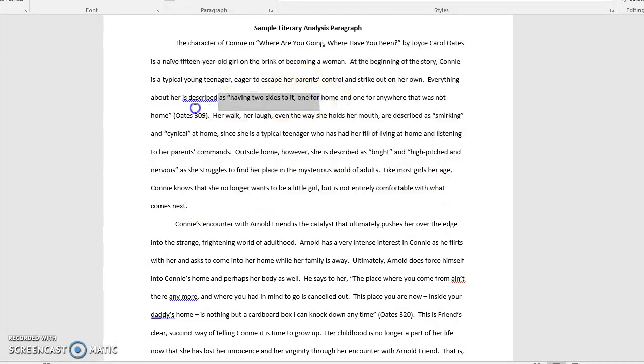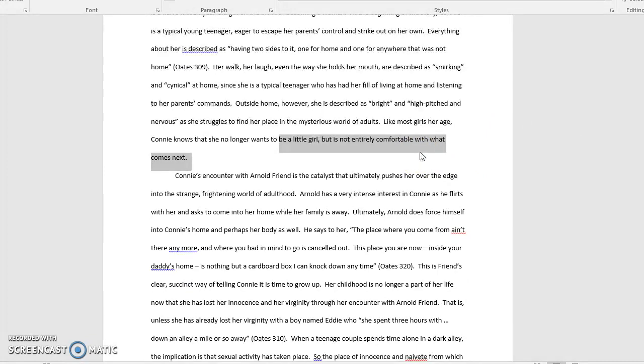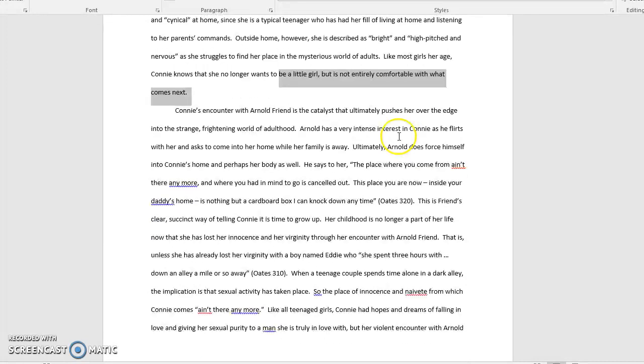Again, home and anywhere that is not home. Little girl and what comes next. That's pretty much what that's talking about. So that's my analysis of the quote. Now, this is where, if the quote had archetypal things in it, colors, seasons, nature, whatever kinds of archetypes you could find, this is where you would talk about it. This is where you would analyze it. This particular quote really didn't, but you certainly would do that in your analysis, you see.